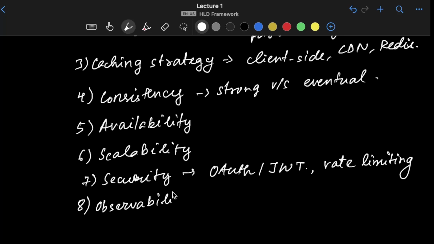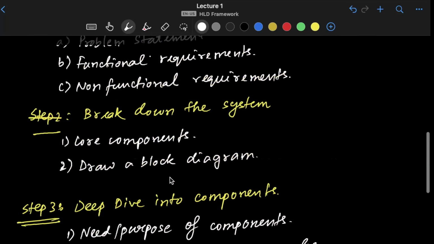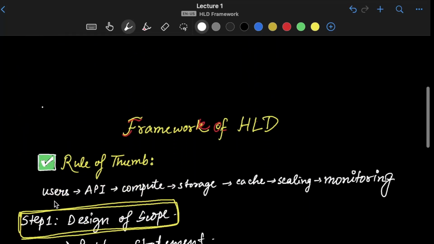So if you remember, this is the flow which we are following. This is the users, then we have the API design, then compute, and then storage. Then we discussed the caching strategy, then scaling, consistency, availability, and finally monitoring. So this is the overall flow which we follow, and in each part of the flow we branch out into the details depending on how the interview goes, or what the interviewer is expecting.